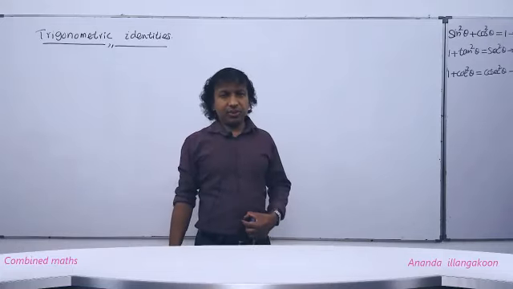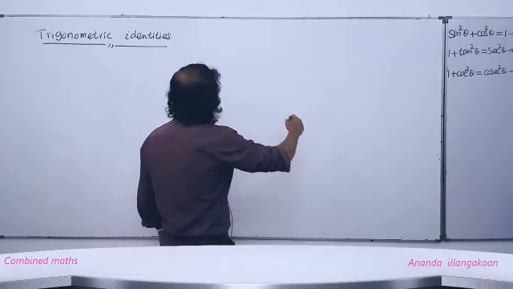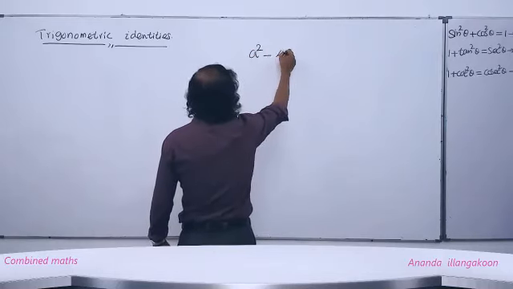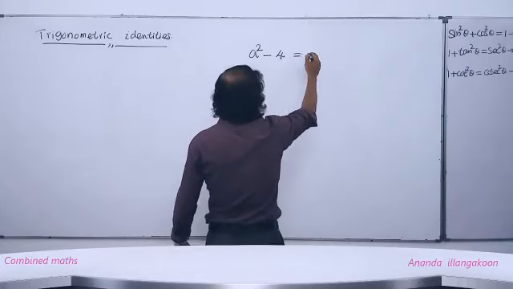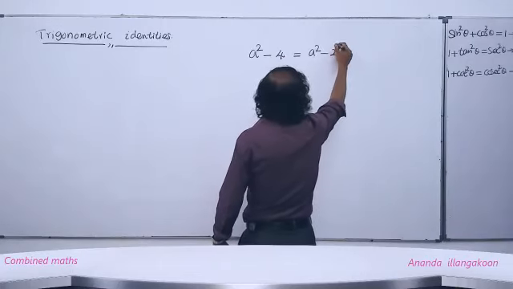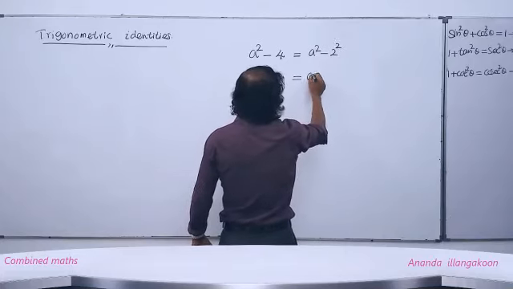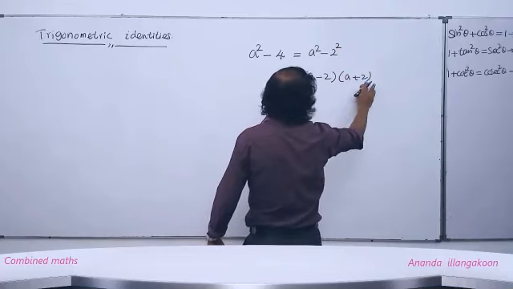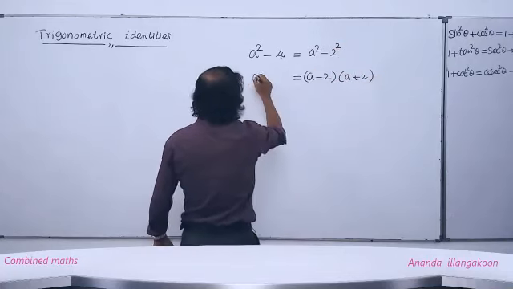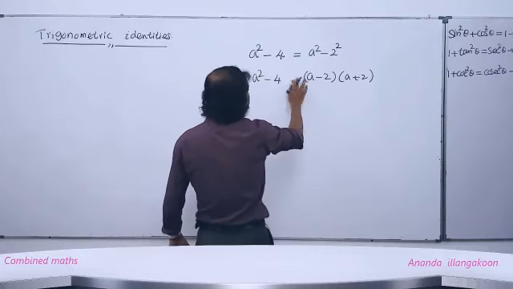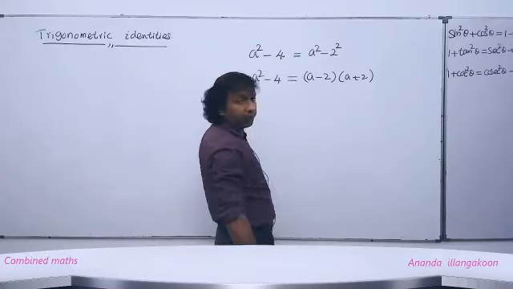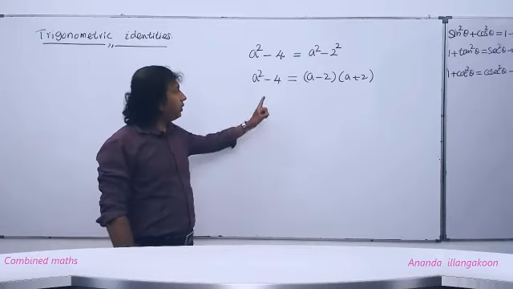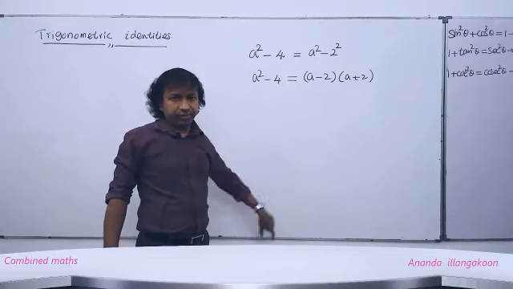Now suppose I write a relation like this. a squared minus 4, you can write as a squared minus 2 squared, which is a minus 2, a plus 2. We can write this. Even here we have used an equal sign. Now this left hand side is equal to right hand side.